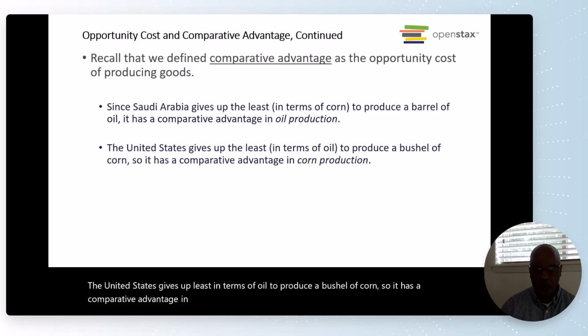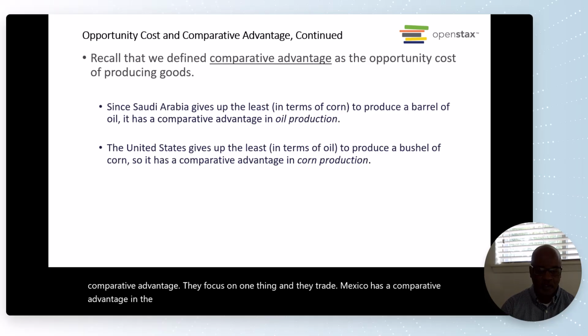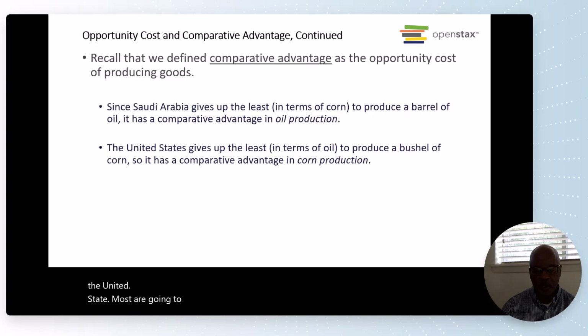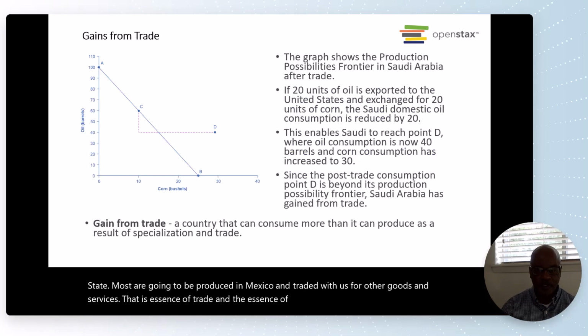And so what you normally see is the country with a comparative advantage, they focus on one thing and they trade. Mexico has a comparative advantage in the production of avocados. So there's not many avocados produced here in the United States. Most are going to be produced in Mexico and traded with us for other goods and services. That is the essence of trade and the essence of comparative advantage, absolute advantage.